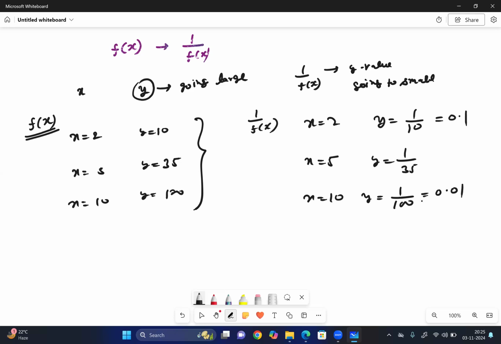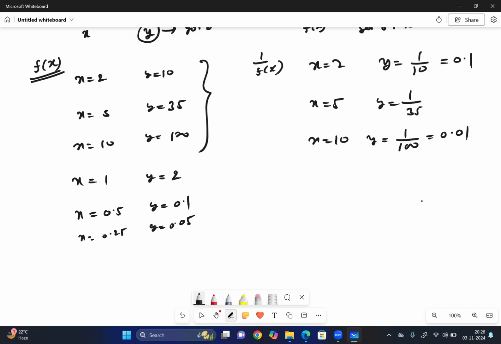So see, the values are getting small. On the other side, if I'm taking small values, let's say for x equal to 1, y was 10, let's say I'm taking 2. Let's say for x equal to 0.5, y is 0.1. Let's say for x equal to 0.25, y is 0.05. So I've taken a few other ordered pairs. Now you see what happens when we have 1 upon f(x). For x equal to 1, y is 1 upon 2, which is 0.5.